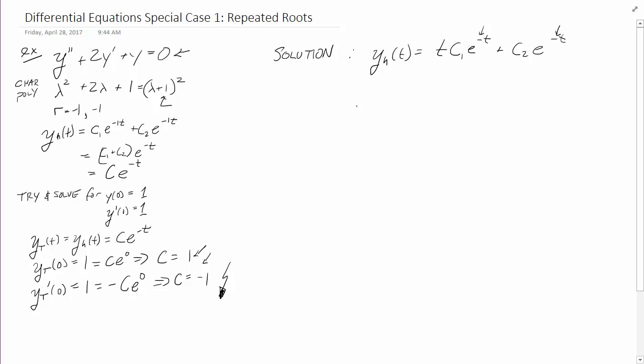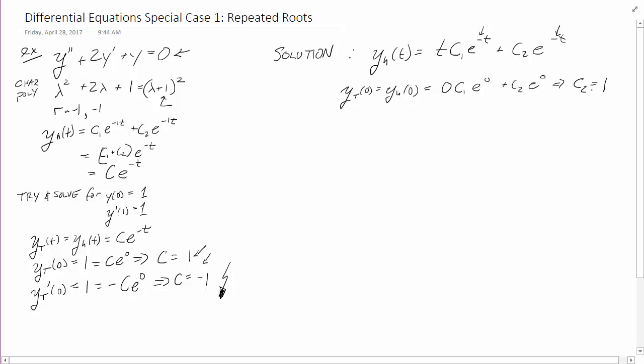So let's try this same problem again. I want to do the initial condition, y total at 0, which is going to be y homogeneous at 0. That's going to be 0 times c1 e to the 0 plus c2 e to the 0. So straight away, this is kind of nice. c2 has to be our initial condition, 1.